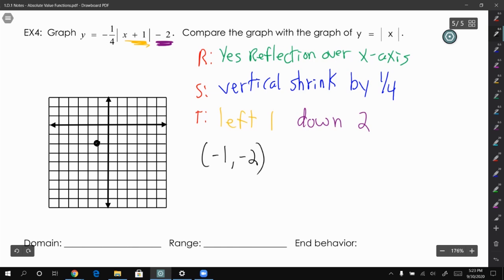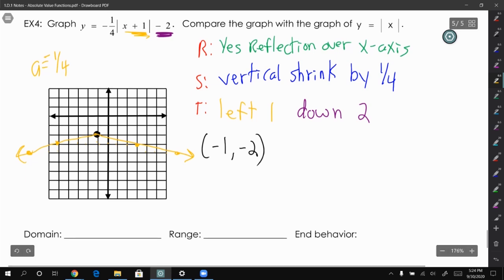So here's our vertex. The a value is negative 1/4. So that means from our vertex, we're going to go down 1 and right 4. And from our vertex, we're going to go down 1 and left 4. So that's a very shrunken down absolute value graph.